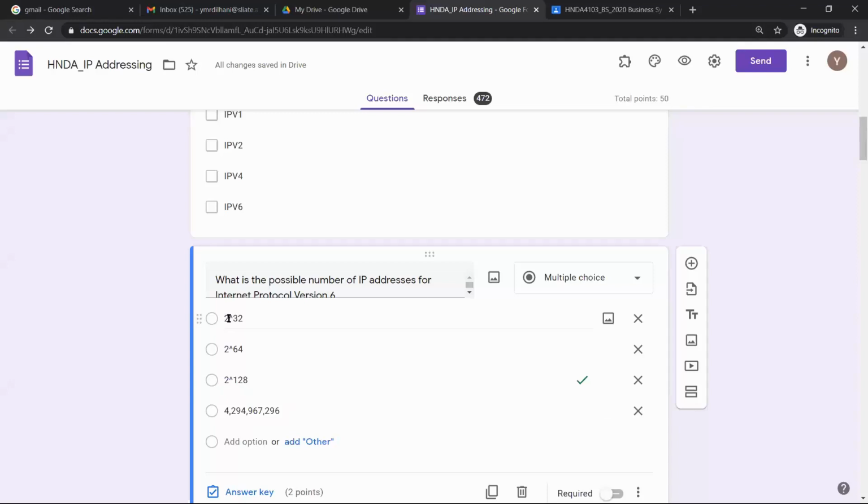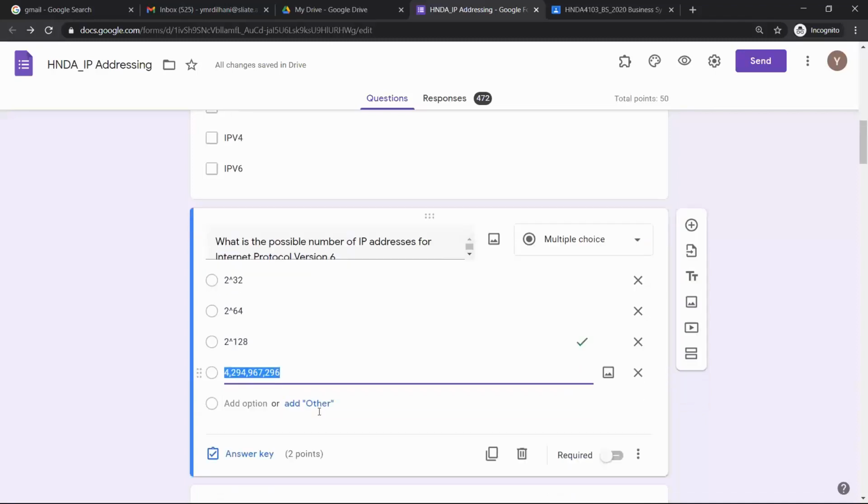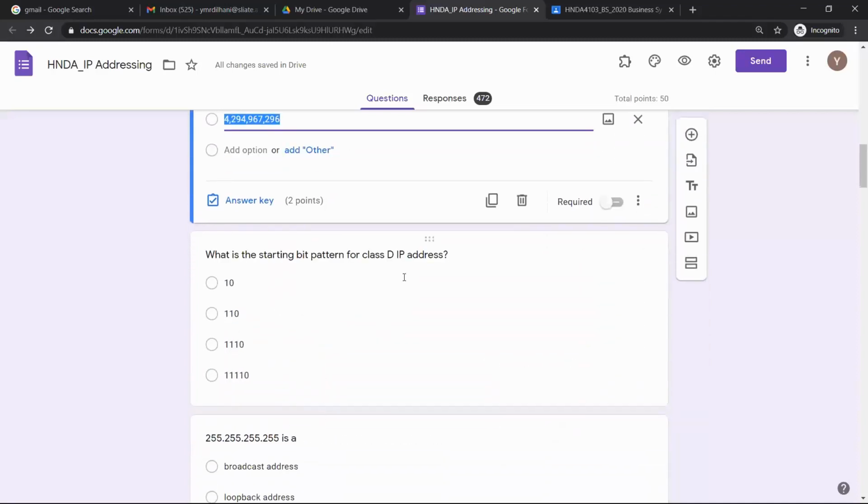So when it comes to IPv4, we have 32 bits, and therefore the total number of IP addresses you can generate using IPv4 is 2 to the power 32. And since you have 128 bits for IPv6, you can generate 2 to the power 128 number of IP addresses. So that is the idea behind that.